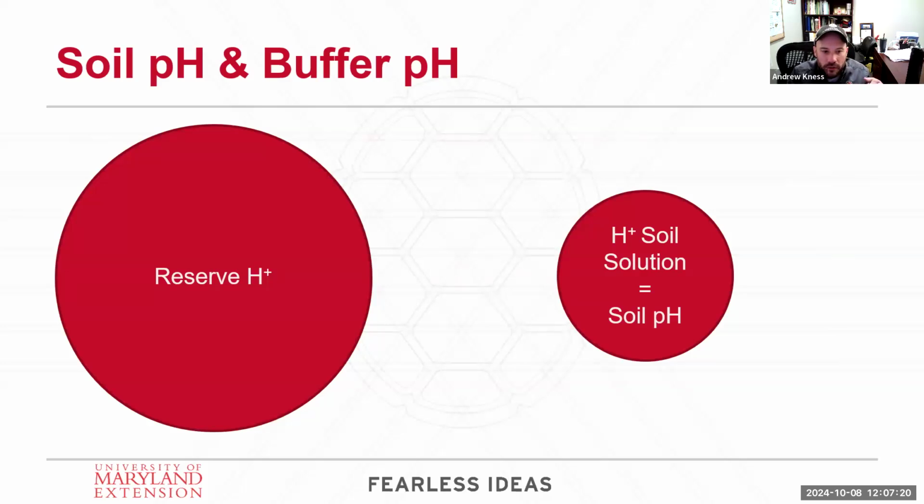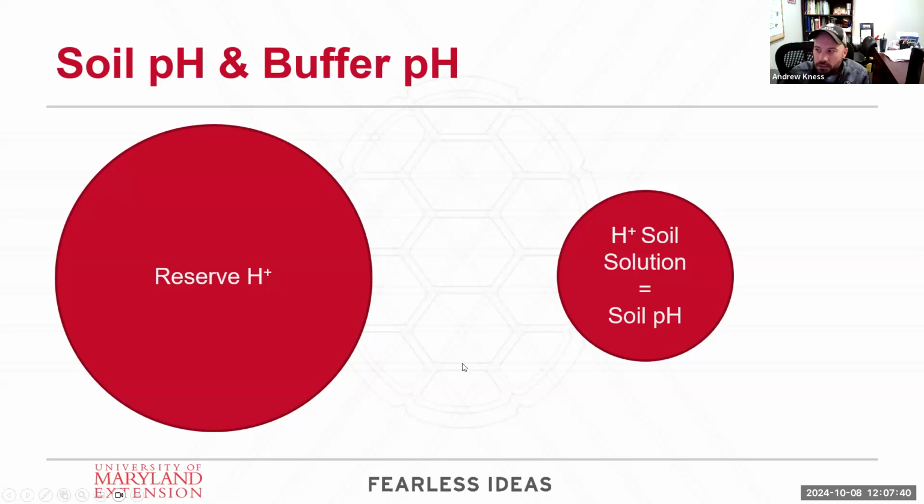Really, you have two pools of hydrogen in your soil. You have the one on the right-hand side, which is your soil solution. That's your actual soil pH, right? That's this pool on the right. And then you have this other pool pictured on the left, which is reserve hydrogen. When you measure soil pH, you're not measuring that reserve.